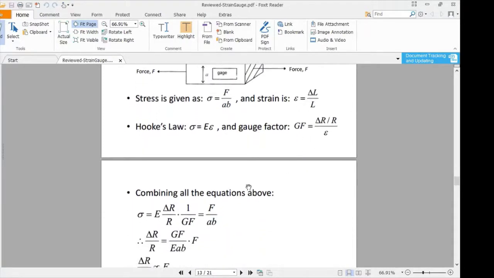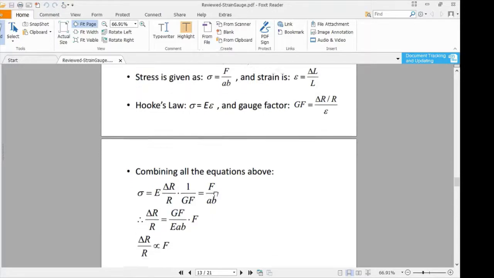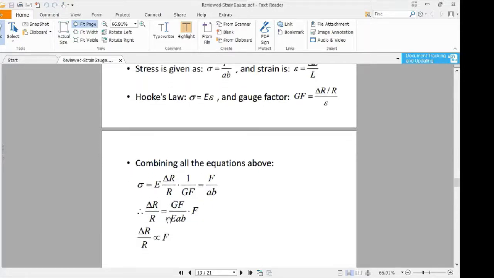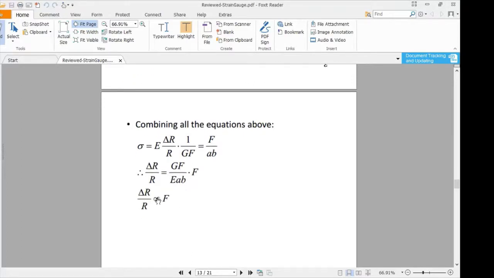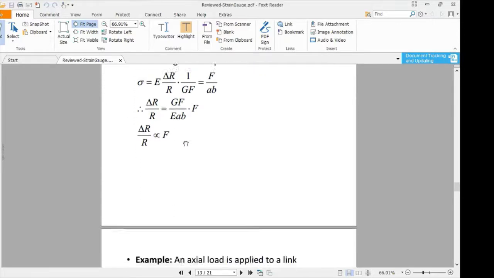Combining all the equations above, equating the sigma, or the stress, we can get an equation in this form. We know that the resistance R is constant, the gauge factor is constant, and the Young's modulus, A and B are all constants. Therefore, we can simply derive that delta R, the change of resistance, is proportional to the force.